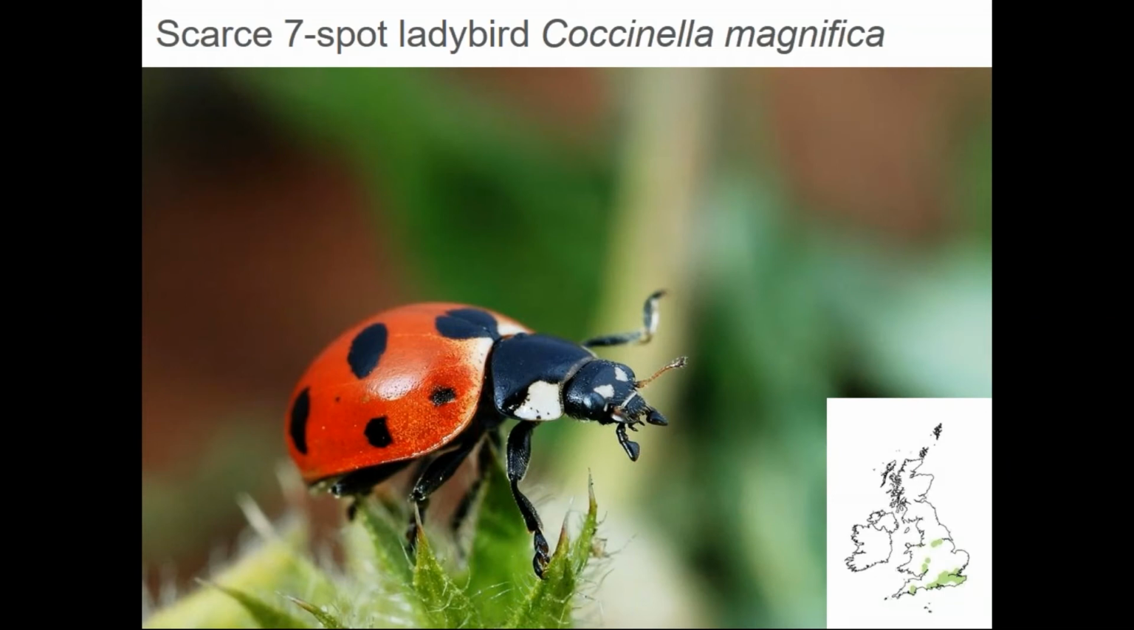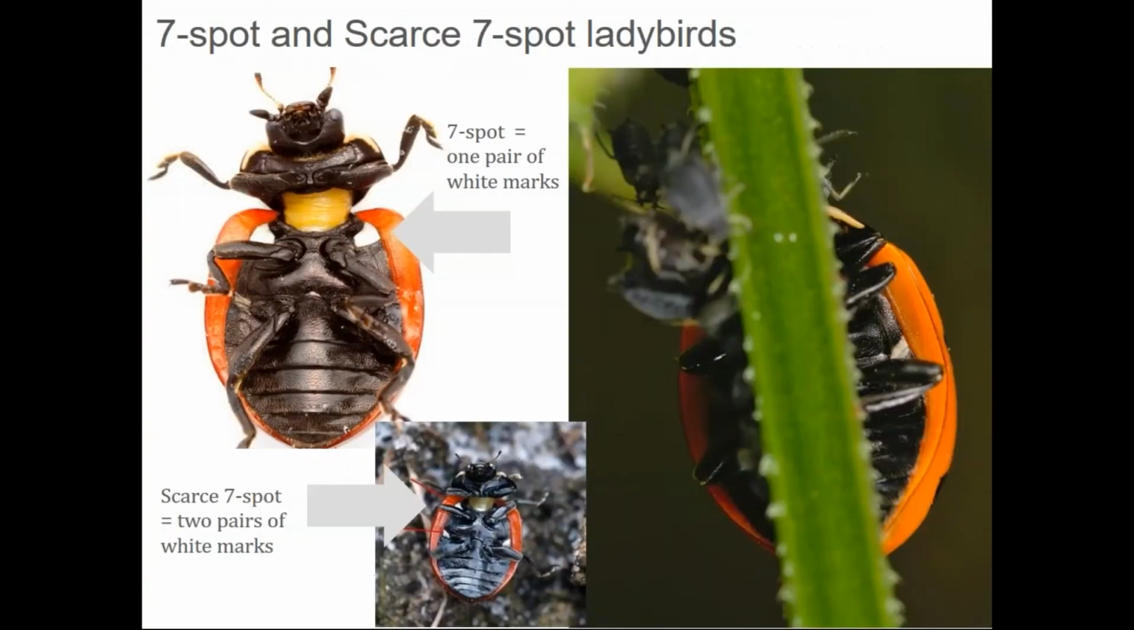You'll be thinking, well, that looks extremely like the 7-spot ladybird, and you would be quite right. It does look very like the 7-spot ladybird. You need to turn it over and take a look at the underside. And this can be a fiddle, but it is possible, and they do oblige at times by moving their legs into the right position. So you can take a look at those white markings below the legs. And for the 7-spot, it just has one pair of white markings on those middle legs. But if you have a look on the scarce 7-spot, it has an extra pair of those white markings.